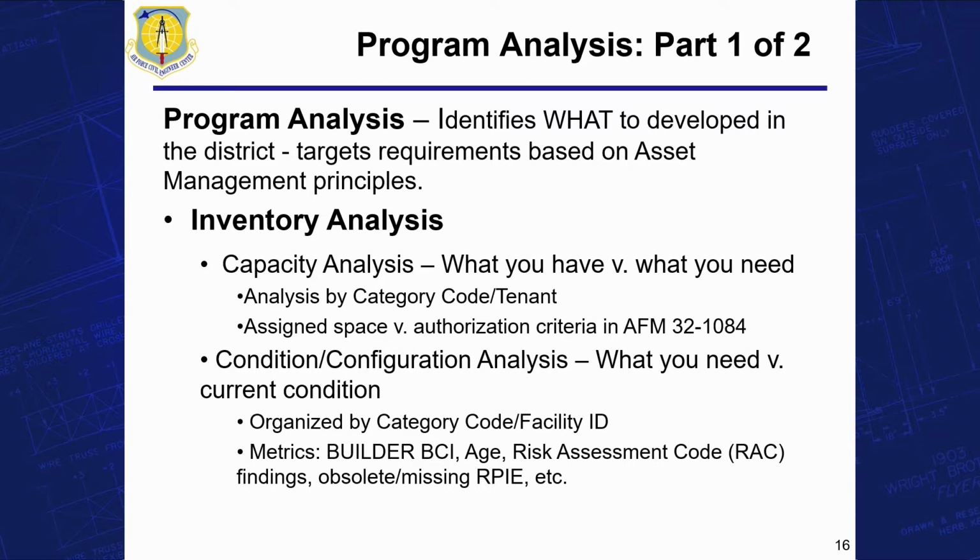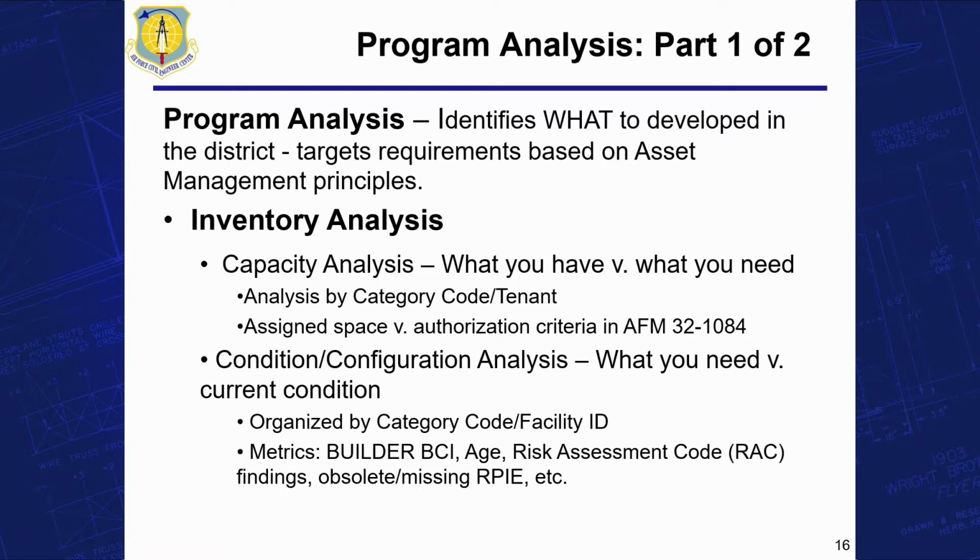Capacity analysis. This metric compares what you have versus authorized mission requirements. Organized by category code, this performance measure looks at each mission tenant's authorized requirements versus assigned occupancy and total capacity within the district. It is used to identify space optimization opportunities or deficits. There should be notes for any findings above or below requirements to help inform the analysis and justify decisions.